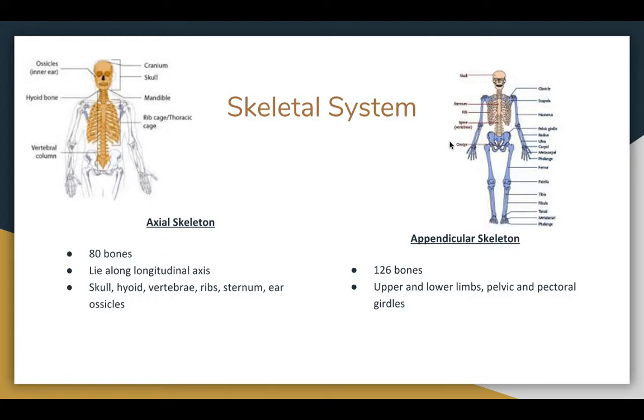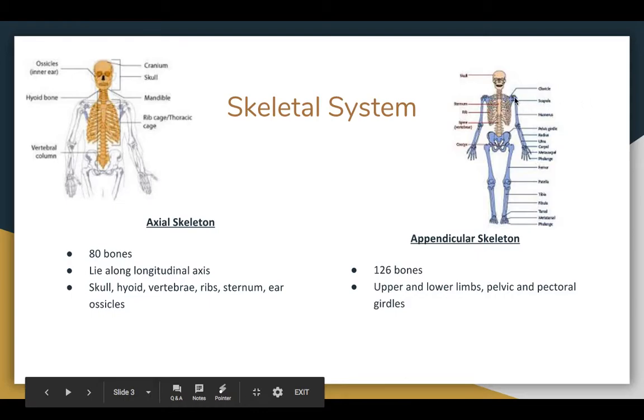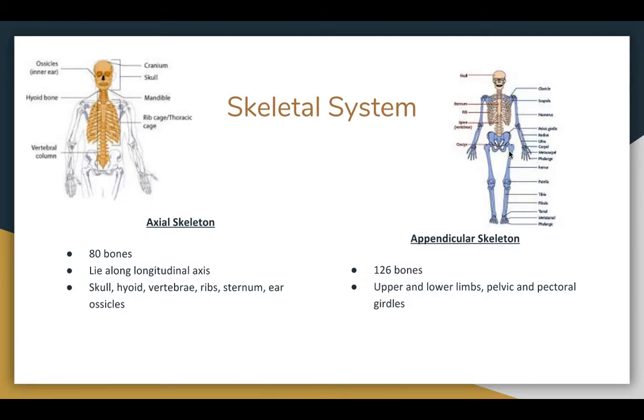The appendicular skeleton are those bones that make up your appendages. They include 126 bones. They make up the upper and lower limbs of the body. That would be your arms and your legs, and also your pelvic and pectoral girdles. Here you can see these are your arms, legs, your pelvic girdle, and the pectoral girdle up in here.